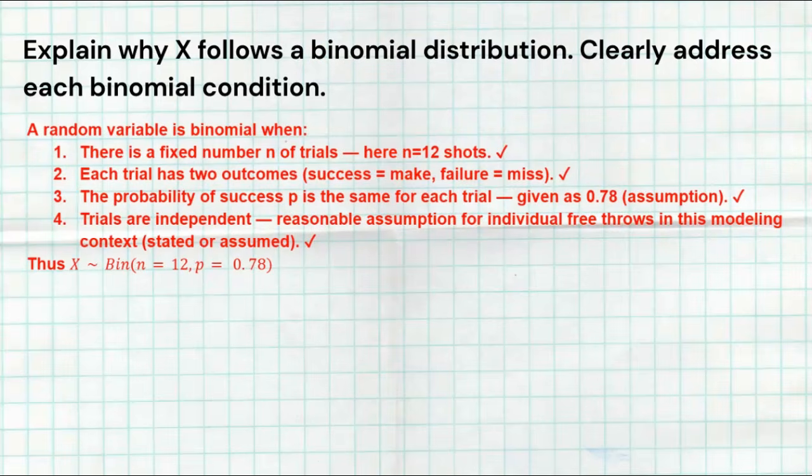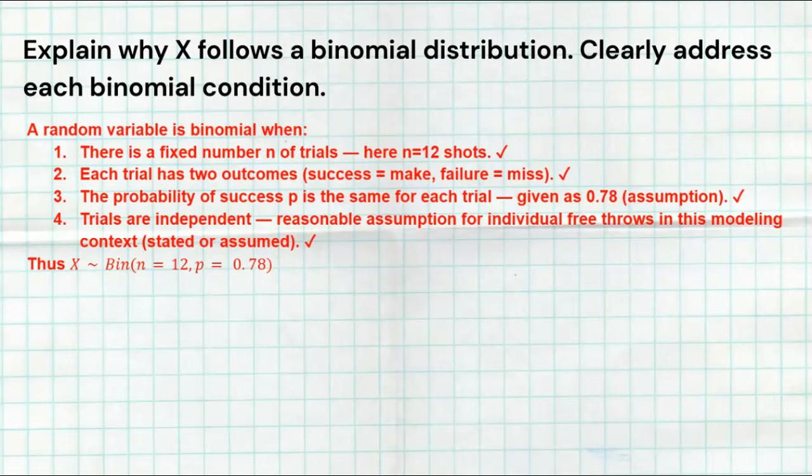Now, a couple other things are important to check here. Again, I already said the first one. There's got to be a fixed number of trials. In this case, there's 12. Each trial can only have two outcomes, success or fail. So in this case, she either makes it or she misses. That's another really important part of the binomial distribution: at any one trial, there's only two outcomes. Third is that the probability of success must stay the same. So it's a 78% chance. It cannot change.